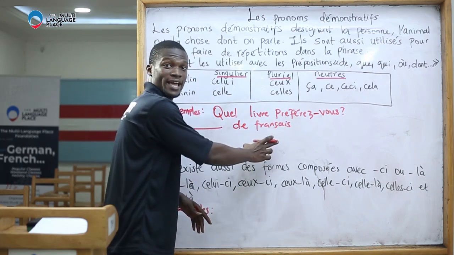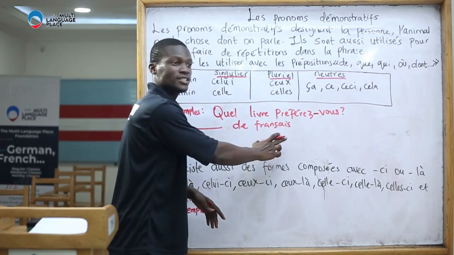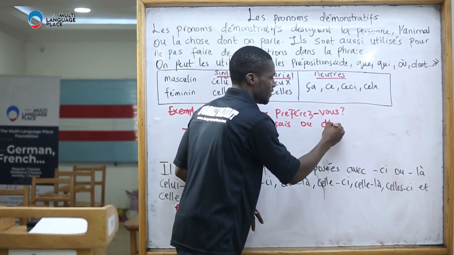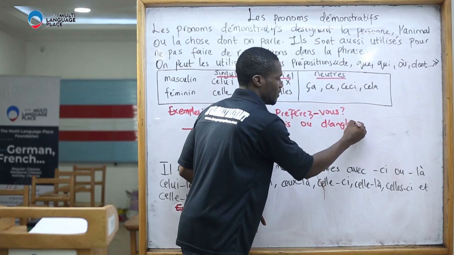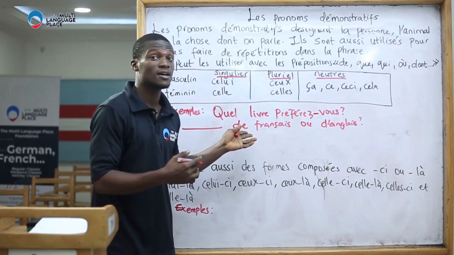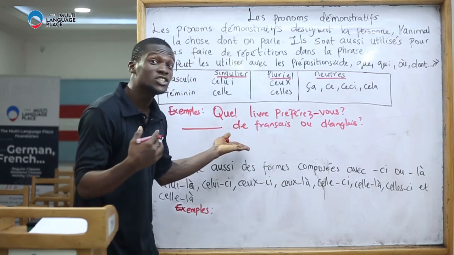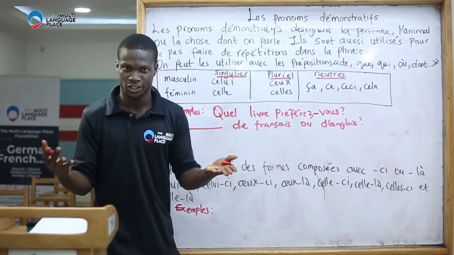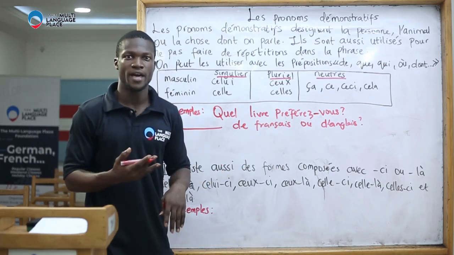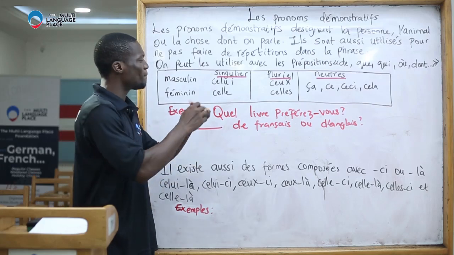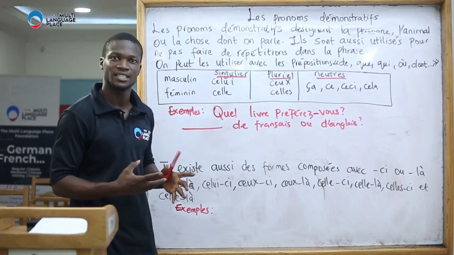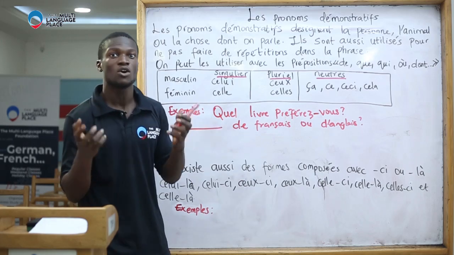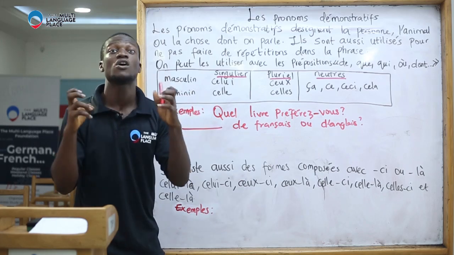Un de français ou d'anglais. The one of French or the one of English? The one of French or English? Which book do you prefer? What are we going to use to mark out that the one in our sentence? Or that of French or that of English? What are we going to use to show this that or the one?